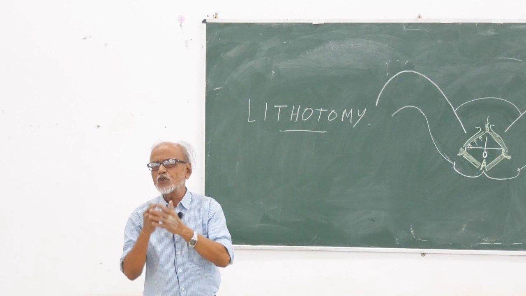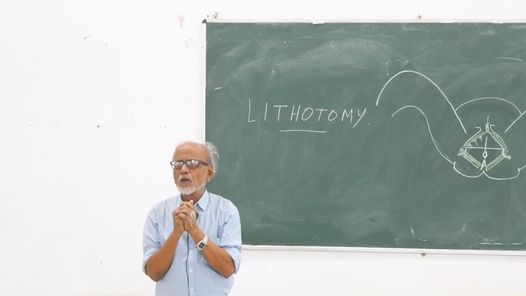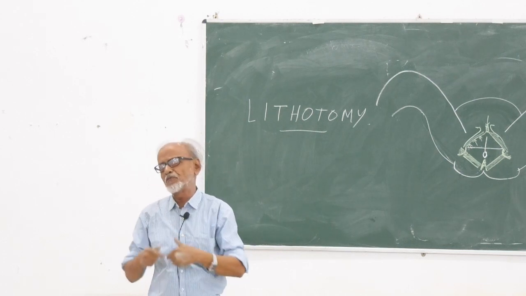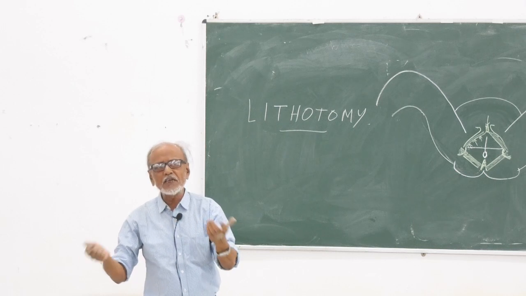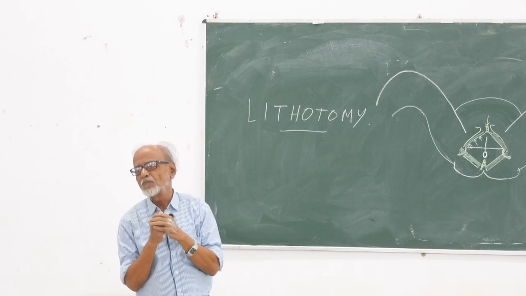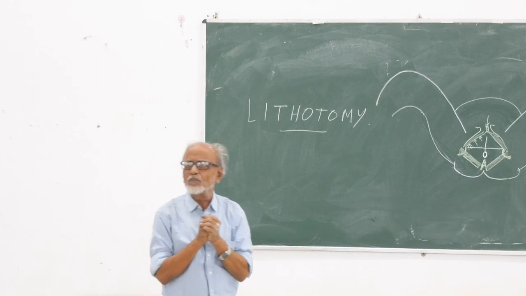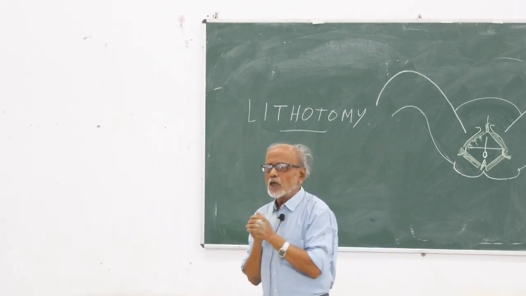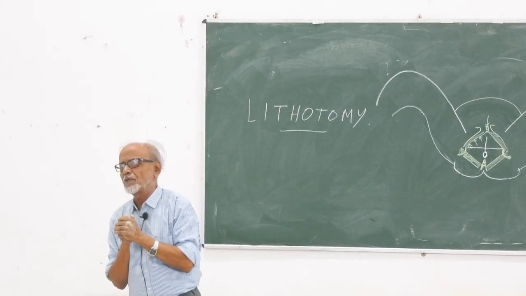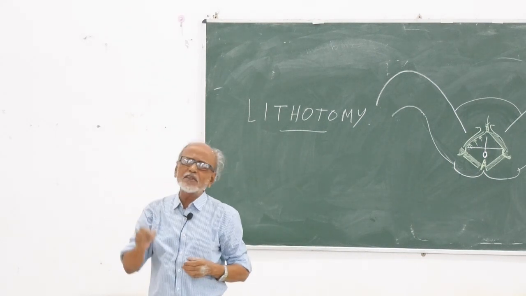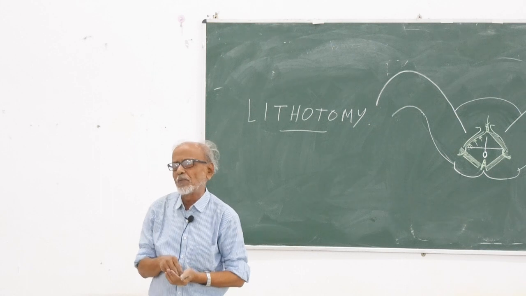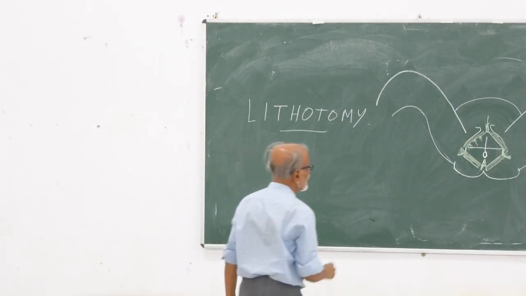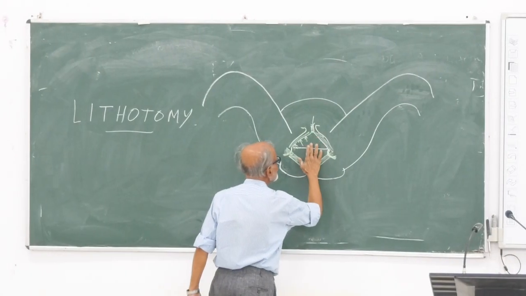In case of female, this urogenital tract presents a remarkable difference from that in case of male. In case of female, we say that the perineum is split. Urogenital tract is split. Here we will not find any raphe. In case of female, we don't find any raphe over the skin.